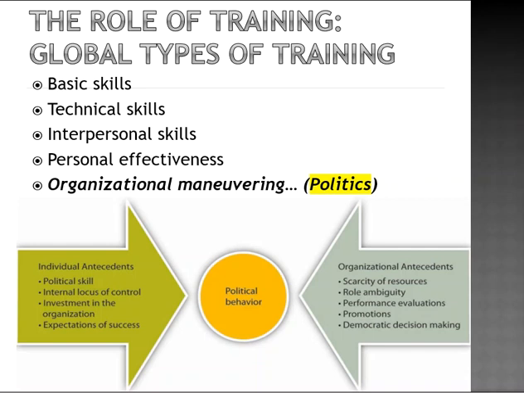But the organization's antecedents are also very powerful and may have a great role to play when politics become more prominent. For example, if an organization has scarce resources, a scarcity of resources means there's only so much money to go around. That means the various VPs within the organization may struggle to try to make ends meet for their particular unit. These scarce resources are not available to everyone. Therefore, there may be more political behavior. Other ideas are going to be things like role ambiguity, performance evaluations, promotions, democratic decision making, all can lead to this political behavior.